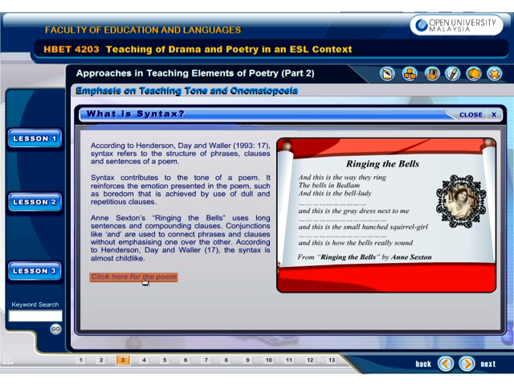And this is the way they ring the bells in Bedlam, and this is the bell lady, and this is the grey dress next to me, and this is the small hunched squirrel girl, and this is how the bells really sound. From Ringing the Bells by Anne Sexton.